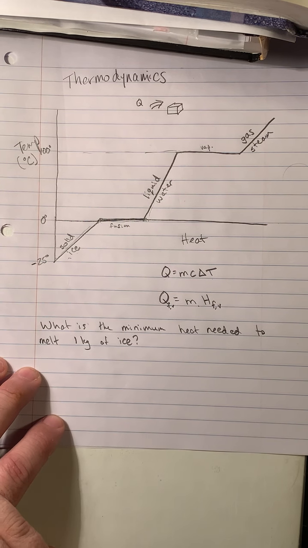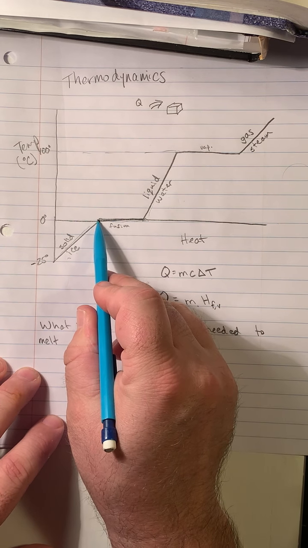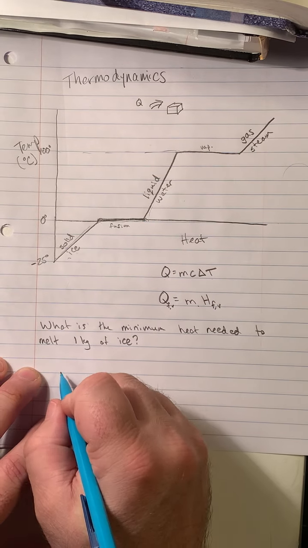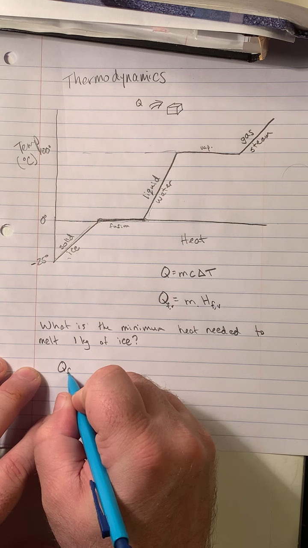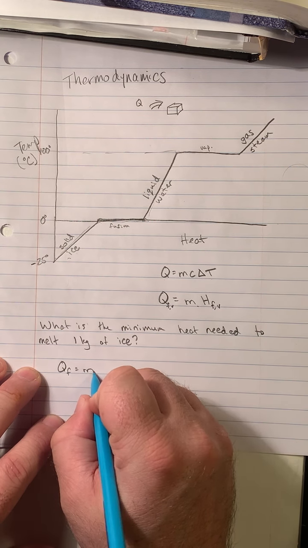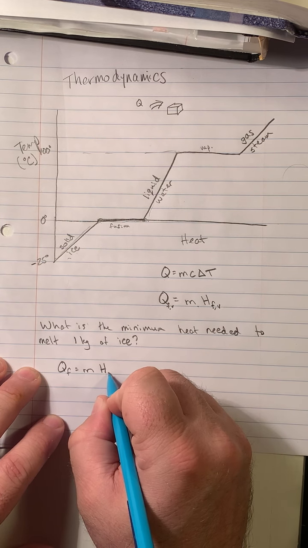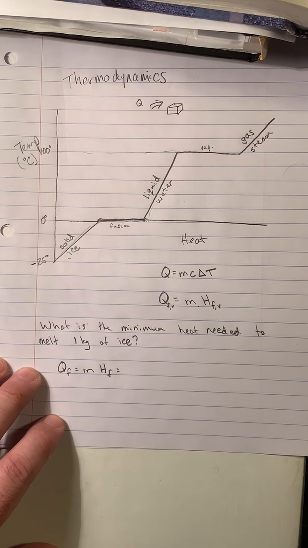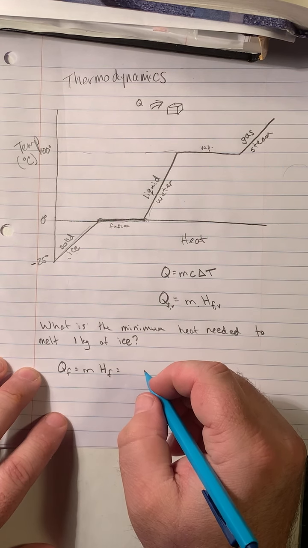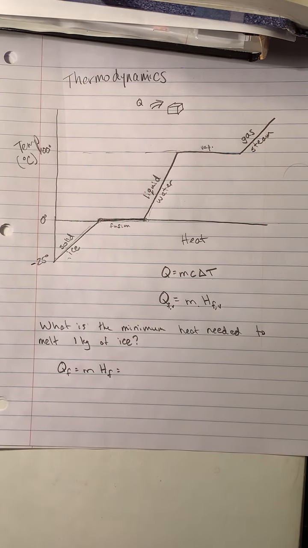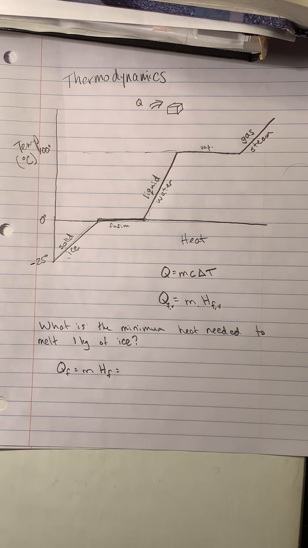So if I'm looking for the amount of energy needed to go from here to here, I'm going to see that the heat of fusion would be the mass times the constant of heat of fusion. So we're going to need to know what that heat of fusion is. And if you want, I can give you the heats of fusion here. And I'm also going to give you some other useful information, which is going to be handy. And if you want, you can write these down.